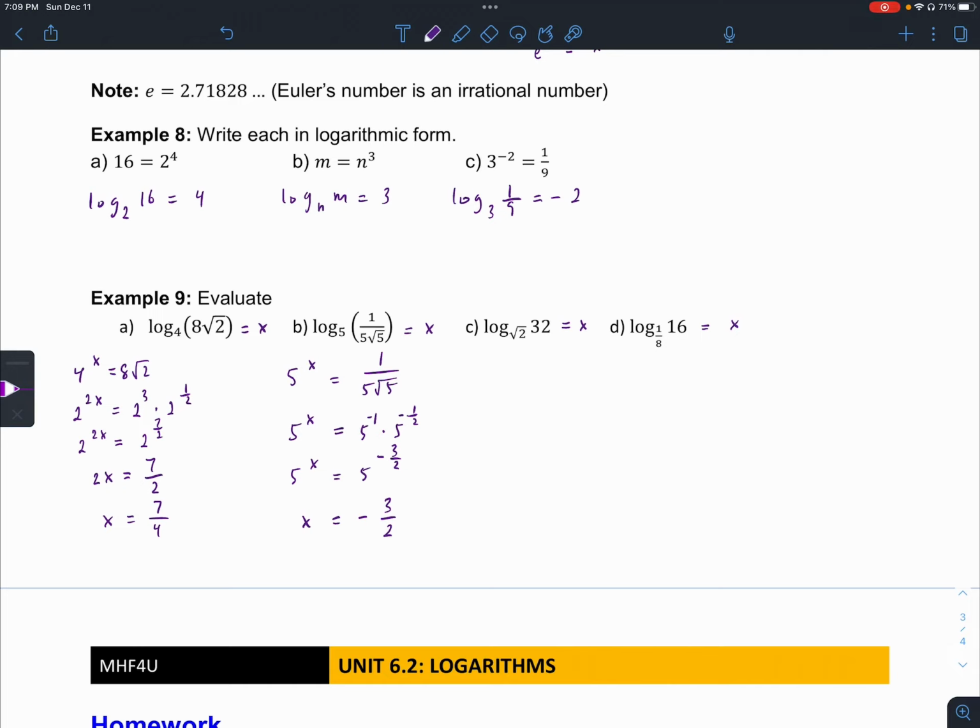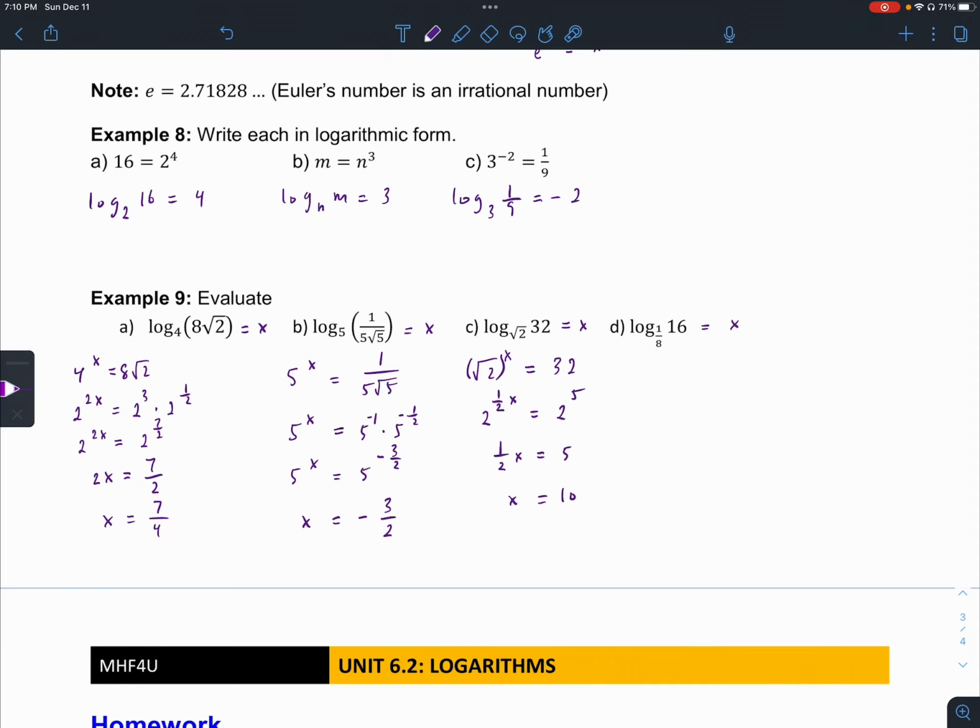And then this next one here, root 2 to the exponent of x is equal to 32. Common base is 2 here. This can be written as 2 to the exponent of 1 over 2x is equal to 2 to the exponent of 5. Can drop the bases. 1 over 2x is equal to 5. And then multiply both sides by 2. x is equal to 10.